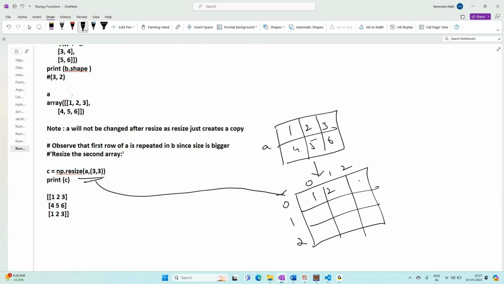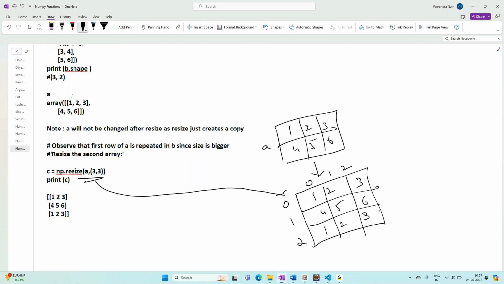But here, what do you observe? 1, 2, 3 is there, 4, 5, 6 is there. As we require a new array with 3 by 3, I will repeat the first row again. Is my point clear?